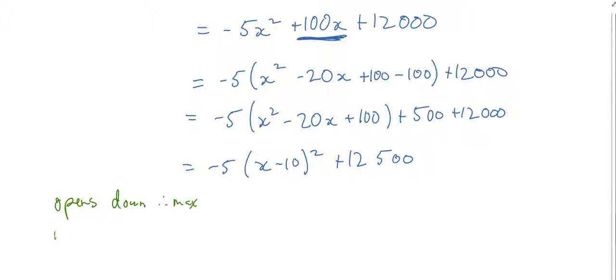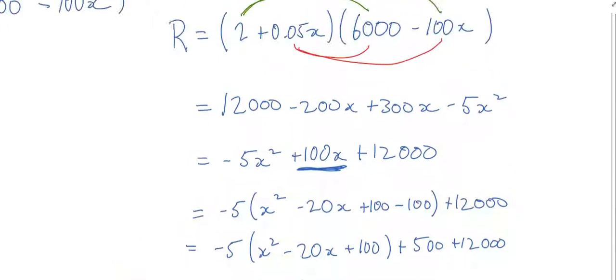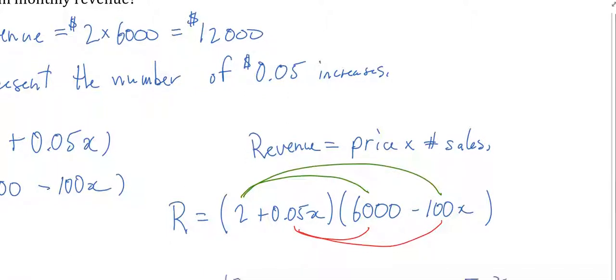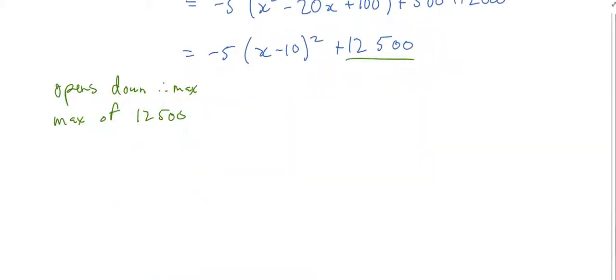So this has a max value of 12,500, which occurs when x equals 10. It shifted to the right 10. And what is x? Again, somebody remind me what x is in this case. The nice thing about let statements, some people find them a pain and they just want to solve the problem. But when you get to the end, you can go back and actually read your let statement. It's the number of increases that will maximize revenue.